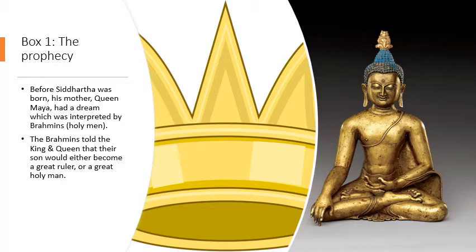And the Brahmins told the king and the queen that their son would either grow up to become a great ruler, a great king, or a great holy man. Okay, and it was one of the 2 options, and this was the prophecy that was kind of put over Siddhartha before he was even born. He was either going to be a king or a holy man. So that's box 1. Could you pause the video? Could you include some of this information, some of these icons in box 1, and then move on when you're ready to box 2.